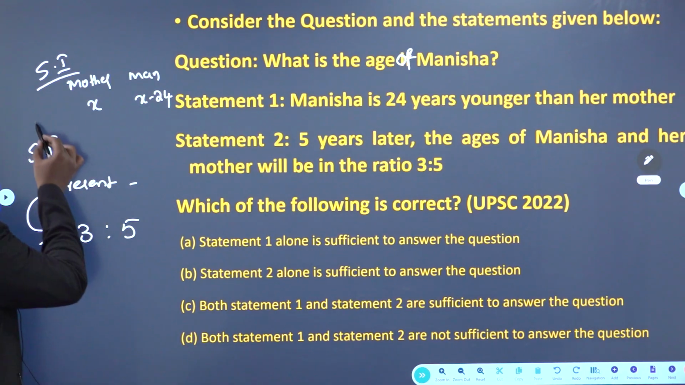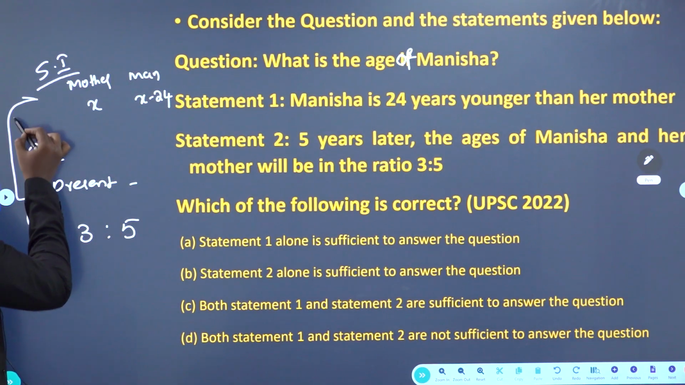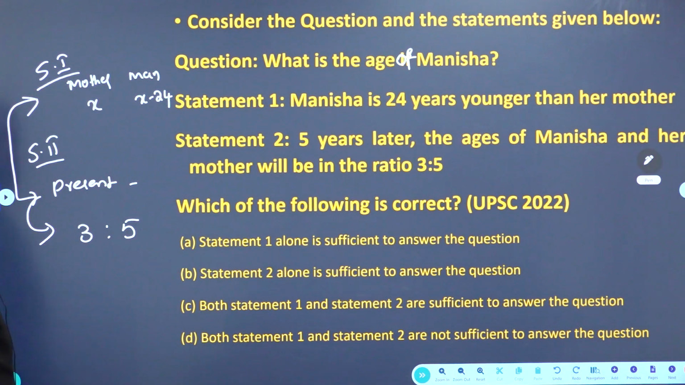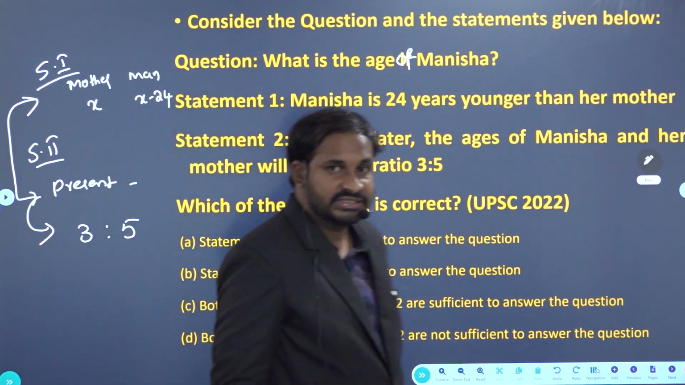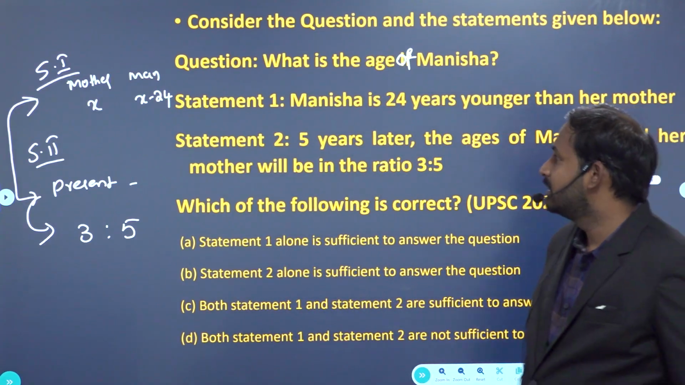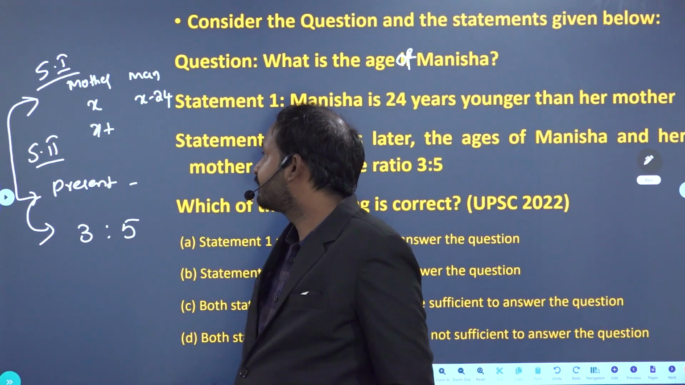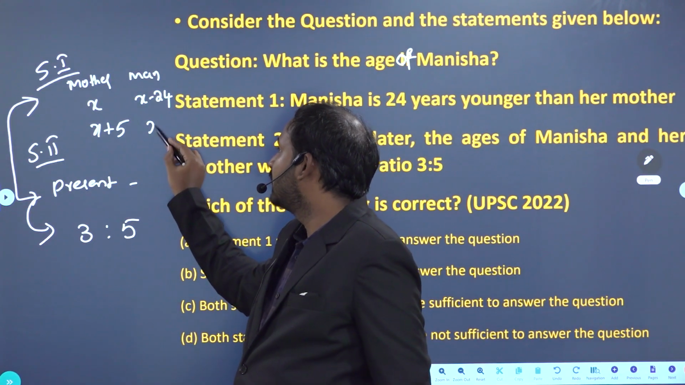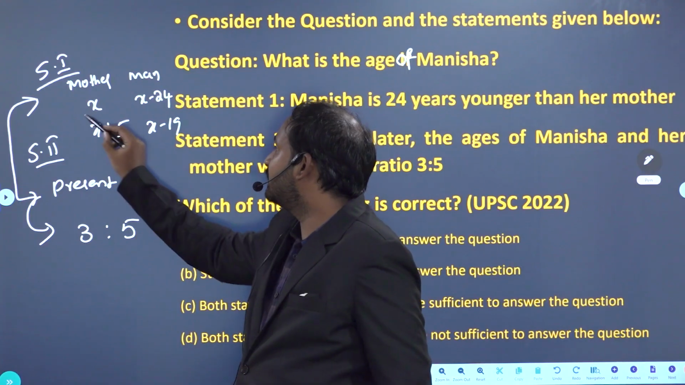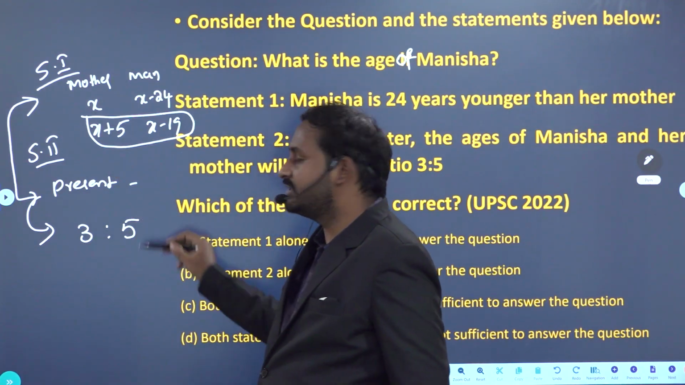Now we will try to combine these two things. Manisha is 24 years younger to her mother. So after 5 years, what will be their ages? x plus 5 and x minus 19. And here the relation between them is what? 3:5.